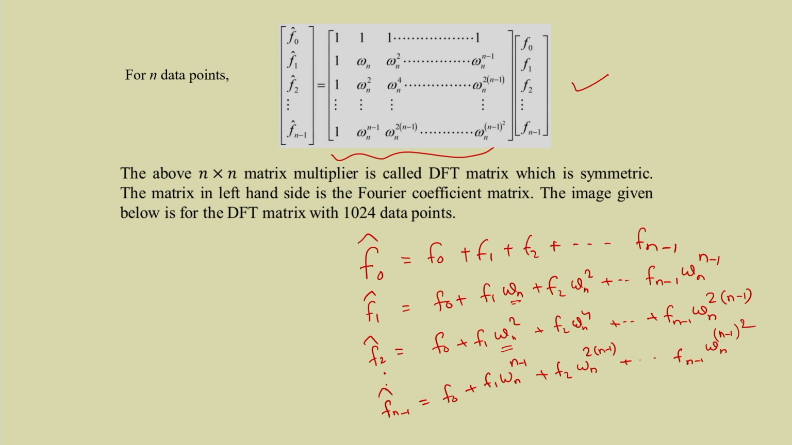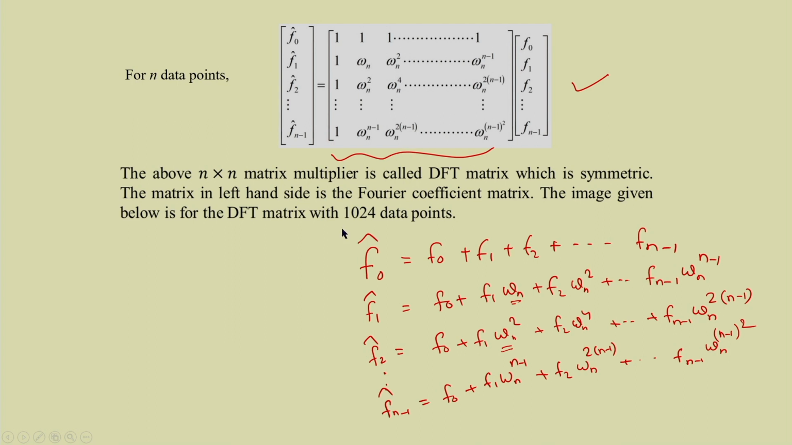So, it is an n cross n matrix, that is n square. So, the size of the matrix is n square, which is symmetric. The matrix on the left hand side is the Fourier coefficient. So, this is known as the Fourier coefficient matrix, the image given. Okay.